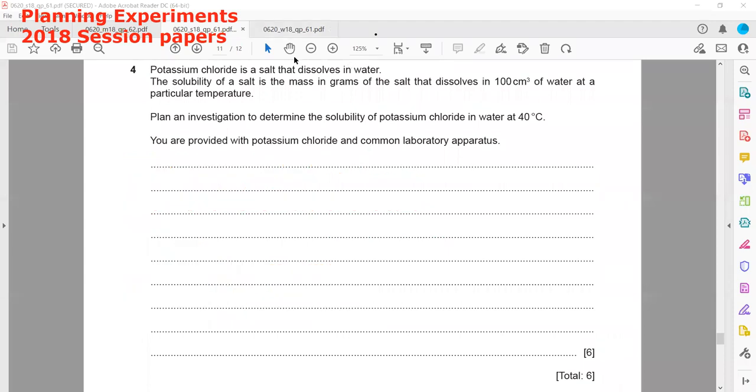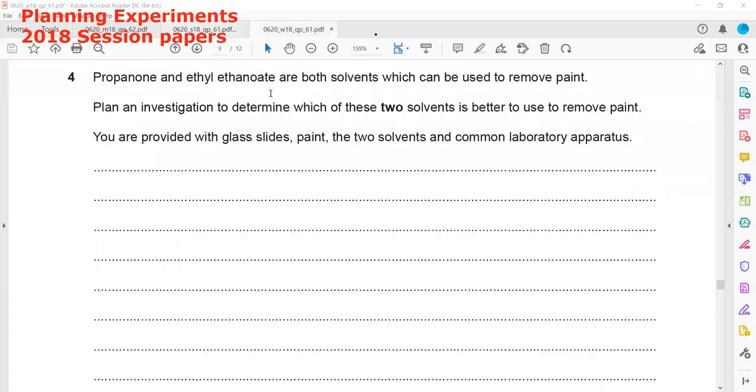The last one is from winter 2018. Propanol and ethyl ethanoate are both solvents which can be used to remove paint. We have to plan an investigation to determine which of these two solvents is better to use to remove paint. You are provided with a glass slide, paint, and two solvents.